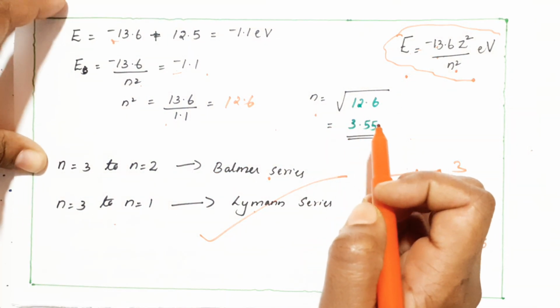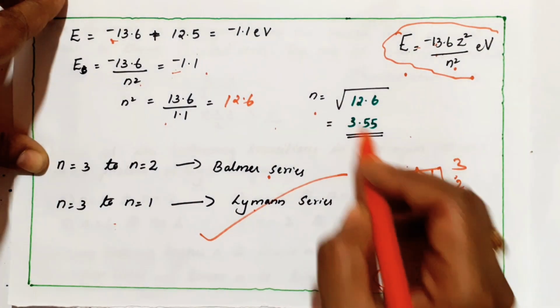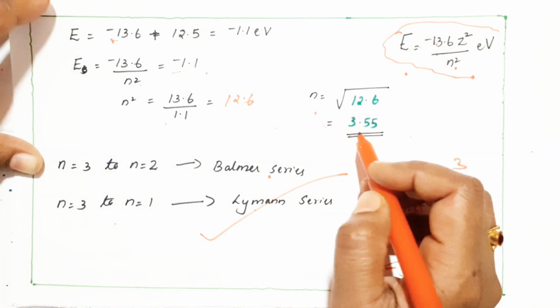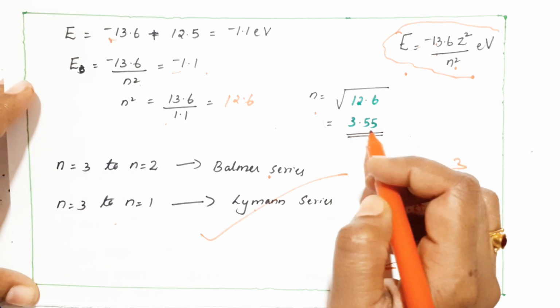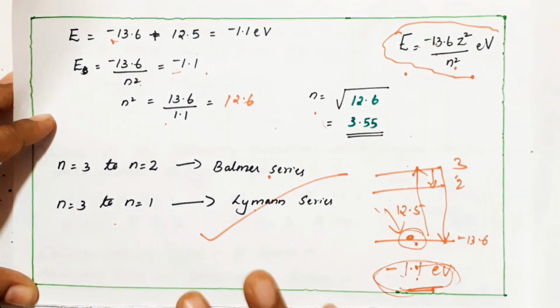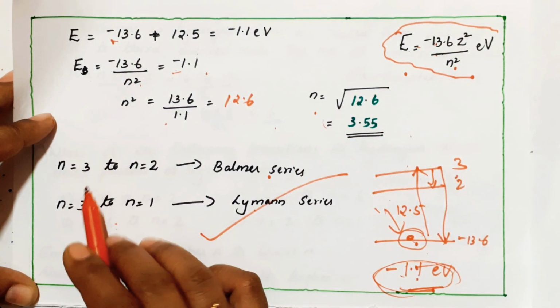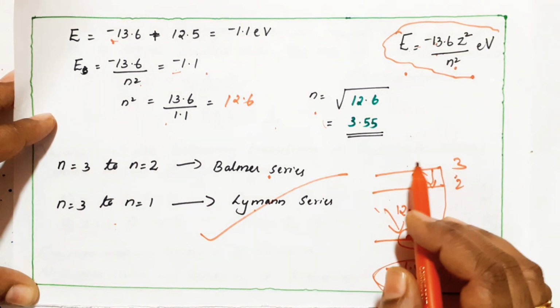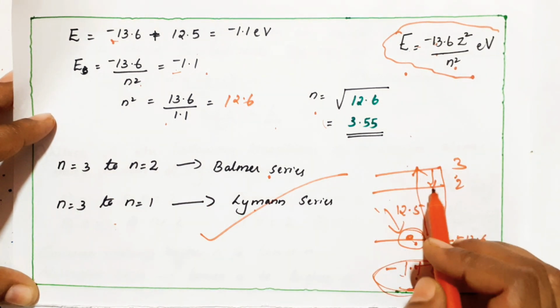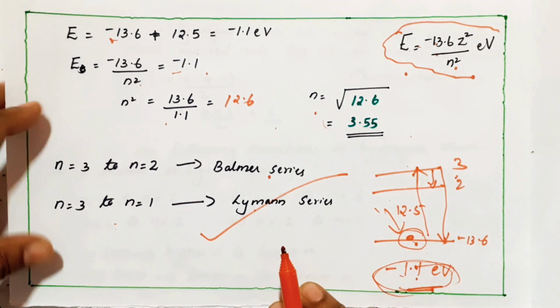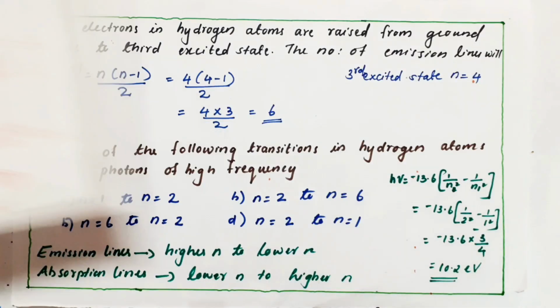That is 3.55. It means we should get a whole number, so I can tell that it cannot go to the fourth level. It can come up to the third level. As the electron reaches the third level, there are two types of emission possible, 3 to 2 or 3 to 1. So they are the Balmer and Lyman series.